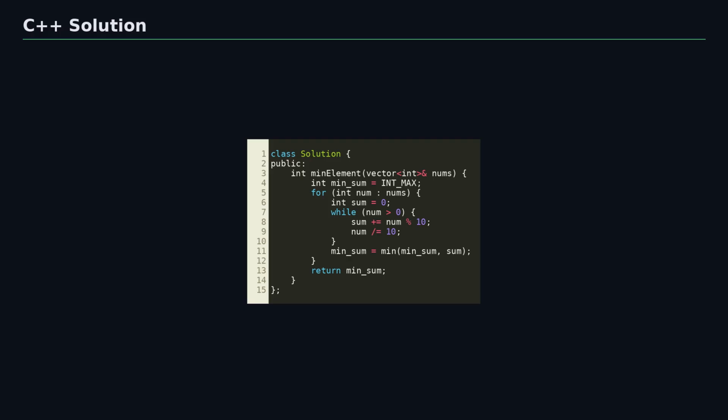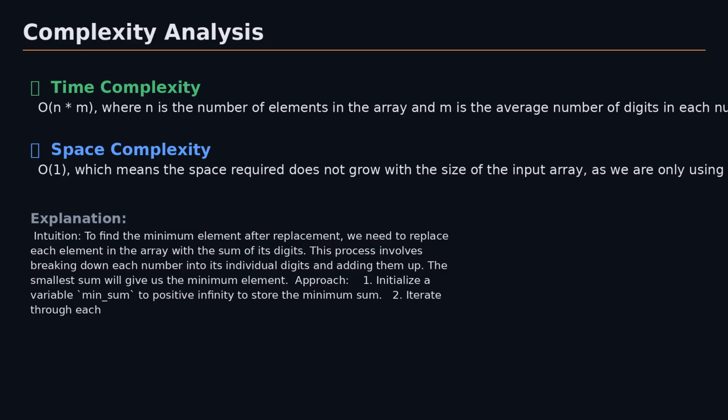Inside the while loop, we calculate the remainder of the number when divided by 10 using the modulus operator, which gives us the last digit. We add this digit to the sum, and then we remove the last digit by doing integer division by 10. We repeat this process until the number becomes 0. After calculating the sum for a particular number, we update our min_sum variable if the new sum is smaller. Finally, we return the min_sum variable as our answer.